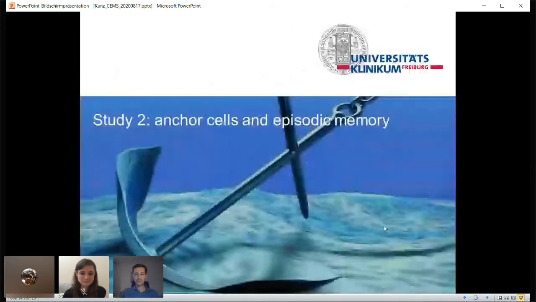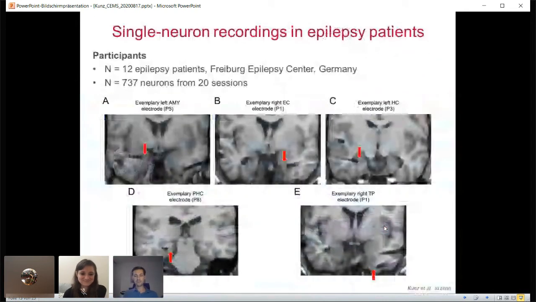After having identified anchor cells in the human MTL, we then aimed at identifying their role in episodic memory recall. To this end, we conducted a separate single neuron recording study, again performed at the Freiburg Epilepsy Center in Germany.